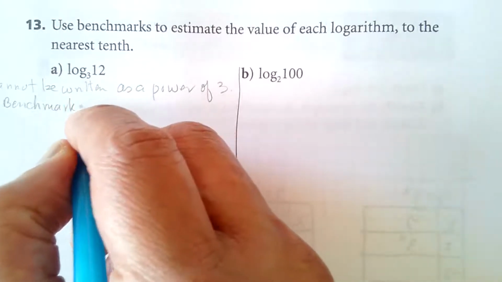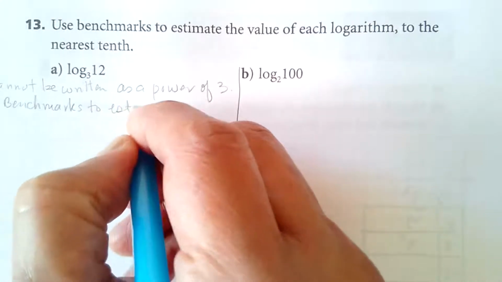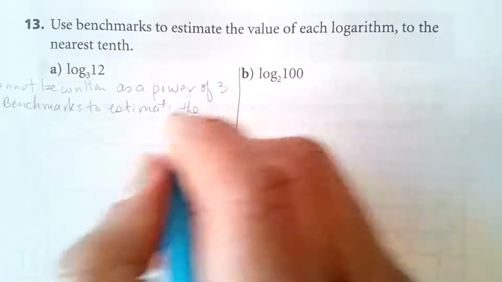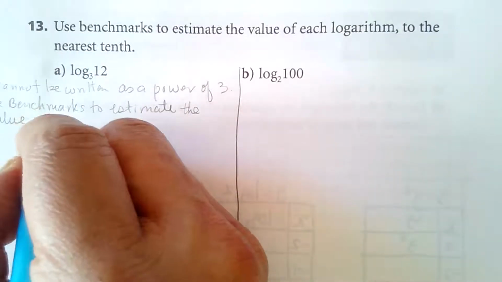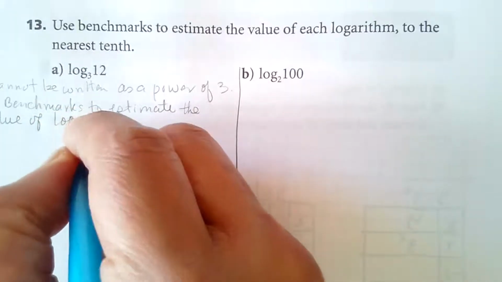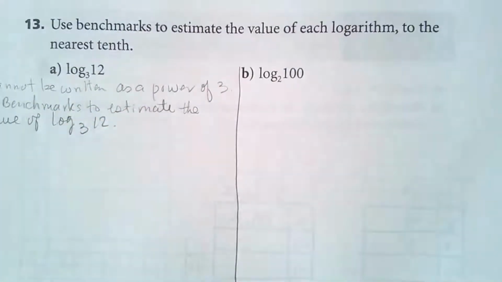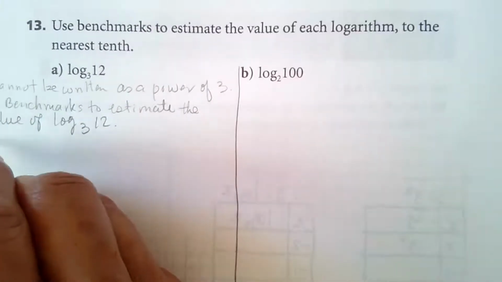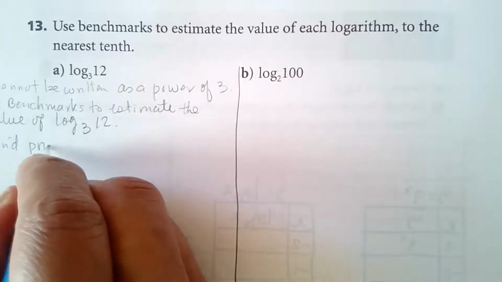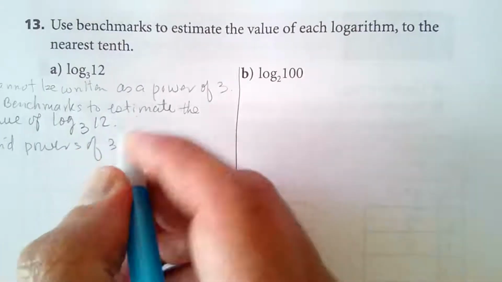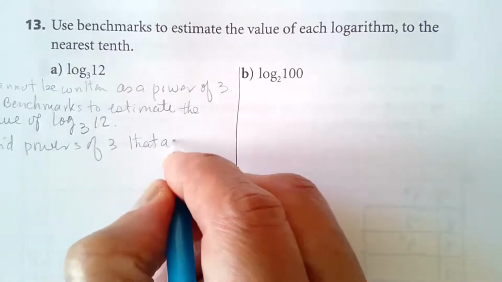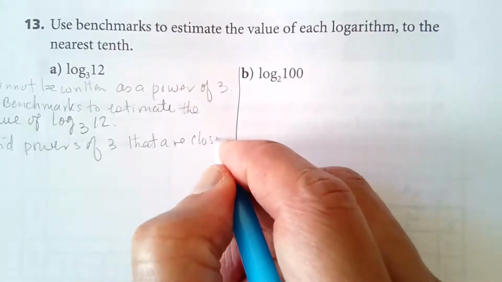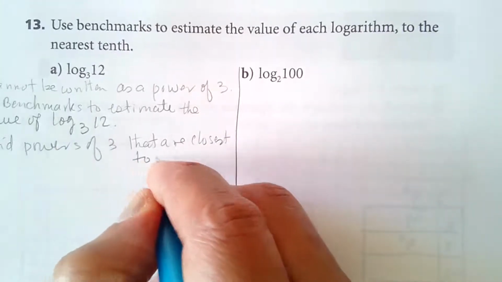To estimate the value of log 3 to the 12, find powers of 3 that are closest to 12.